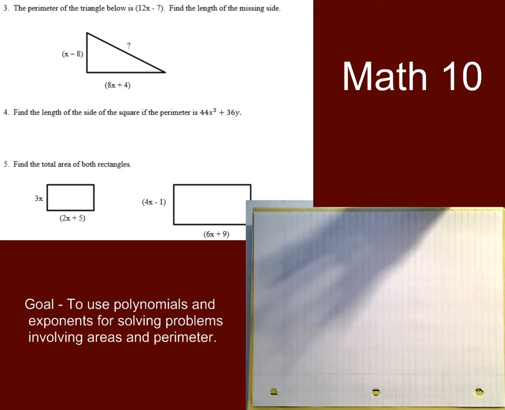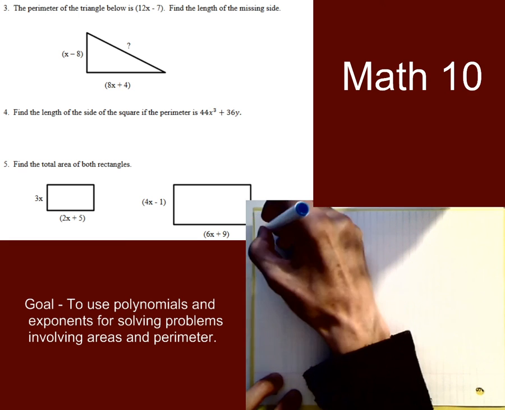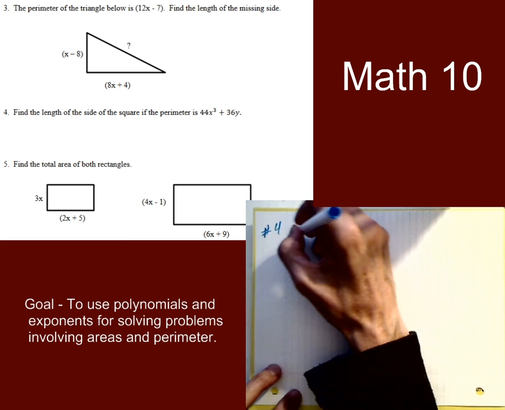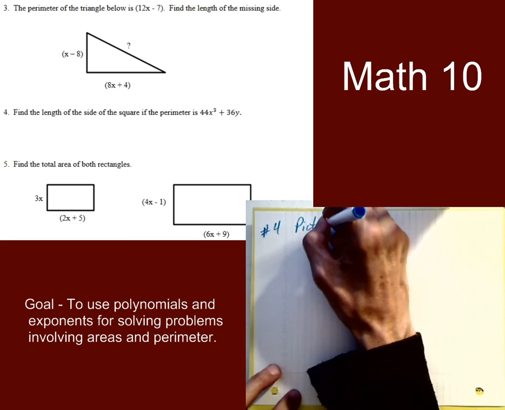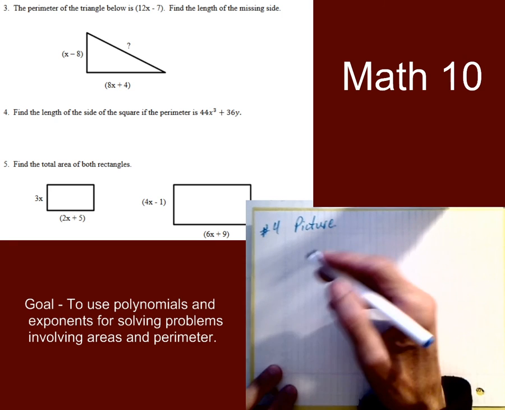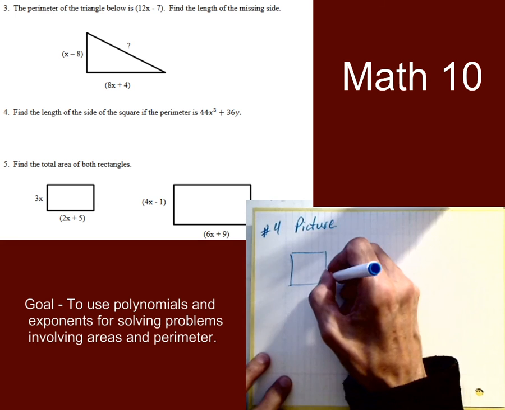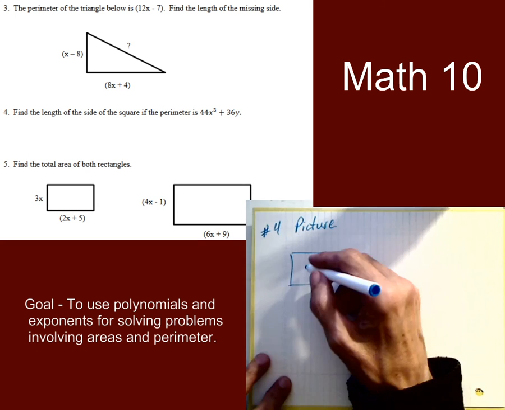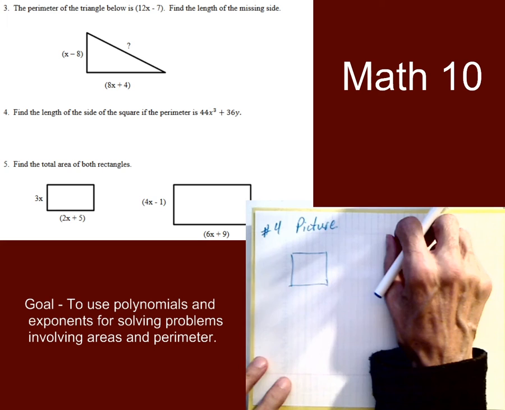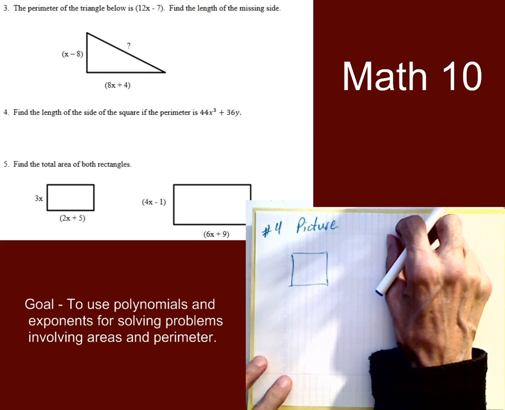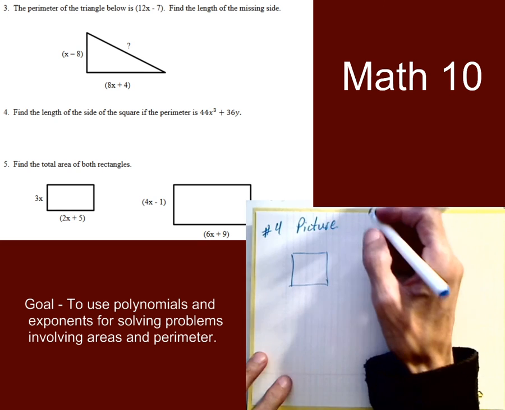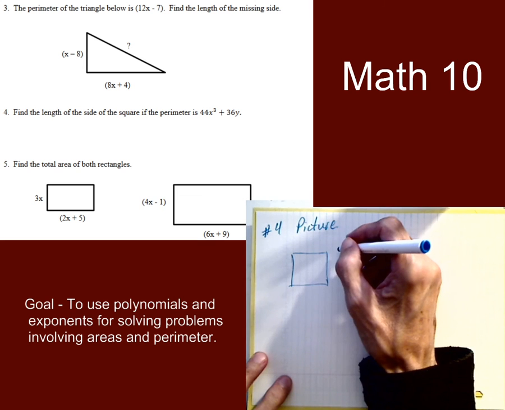So for this one, they don't give a picture at all. And that's something you really want to do. If you don't have a picture there, you have to draw one in. I'm probably going to ask for it anyways, but honestly, it's a habit that you should get into. So a square is what they give. It says find the length of each side.